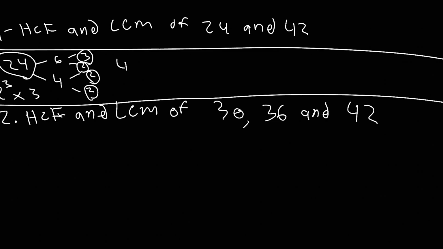As for my 42, I can split this up into 2 and 21. This 2 over here is a prime number, so I'd have to circle it. And then 21 can be split up into 3 and 7, and just circle both, since they're prime numbers. So my overall product is 2 times 3 times 7.